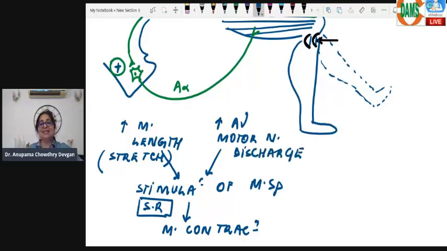A gamma supplies the ends of the muscle spindle. If the A gamma is stimulated, the ends of the muscle spindle will contract, and if the ends contract, the central receptor portion gets stretched. Whenever the central receptor portion gets stretched, the muscle spindle has been stimulated, and that results in a muscle contraction. So the muscle spindle can be stimulated in two ways. Number one, if I increase the muscle length or stretch the muscle. And number two, if I increase the A gamma motor neuron discharge.